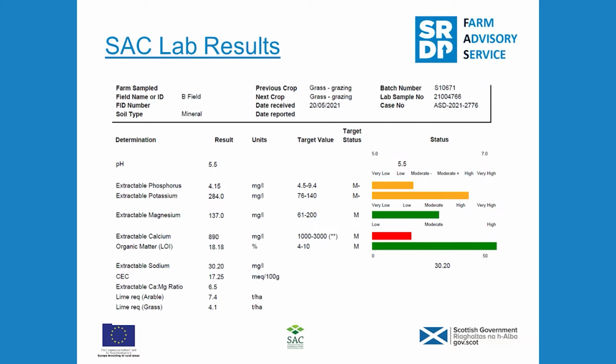Don't worry too much about these. These are more for an advisor to provide recommendations. And then at the very bottom, we've got the lime recommendation for arable and for grassland. So for grass, we're targeting a pH of 6, and for arable, the target is 6.2. The recommendation is reported in tonnes per hectare, so remember to divide that by 2.471 to get your rate per acre. You should always get a FACS qualified advisor to explain the results and provide any recommendations.